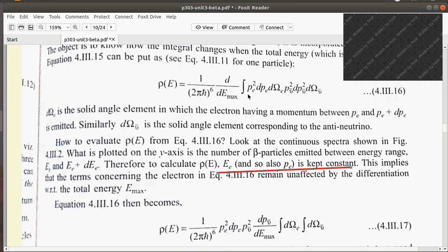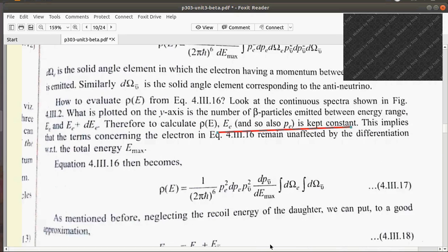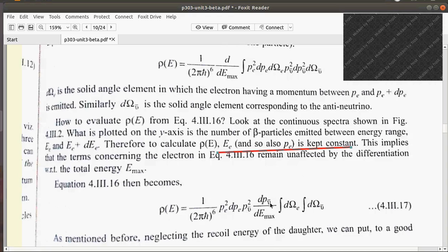Because in the graph we already have information regarding the electron: its momentum, its change in momentum, and its angle. The electron angle is variable, so its direction is considered constant. Again, the antineutrino momentum information will also be available from the electron momentum, so that is also considered constant here. So the only variable affecting everything is dp_nu bar by dE_max.